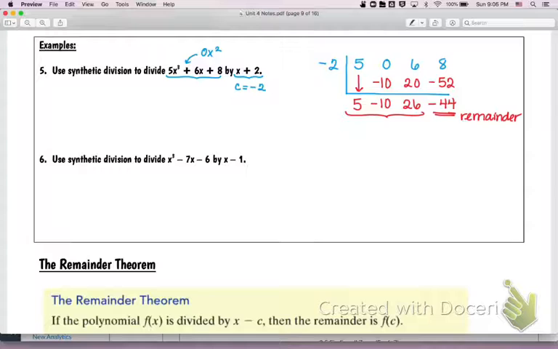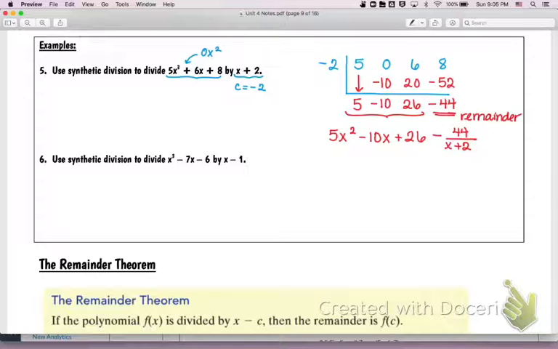So since the original function started with x cubed, my answer is going to start with x squared. It always starts 1 degree less. So the answer here is going to be 5x squared minus 10x. We just work our way down in powers, plus 26. And then the remainder is going to be minus 44 over x plus 2, just like when we did long division. So that's the answer that we get.